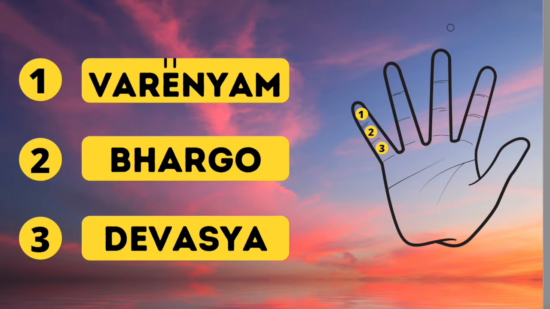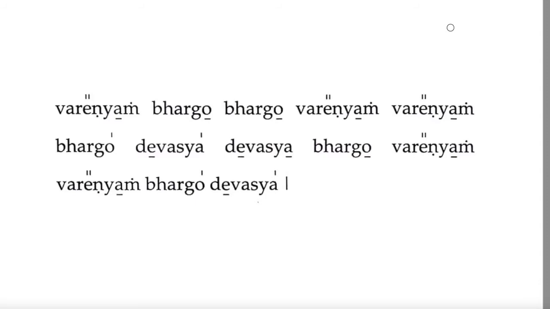Let us proceed. We now have Varenyam Bhargo Devasya as the first, second and third word respectively. There are no quick rules to apply here. It is very straightforward, which is wonderful. Now we can chant the next part in the correct intonation and pronunciation.